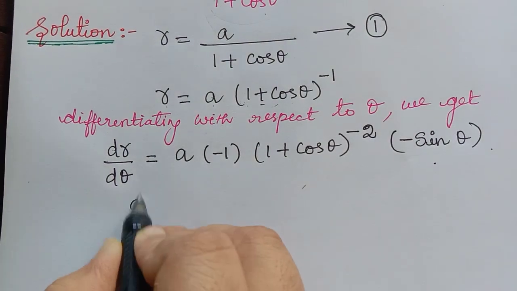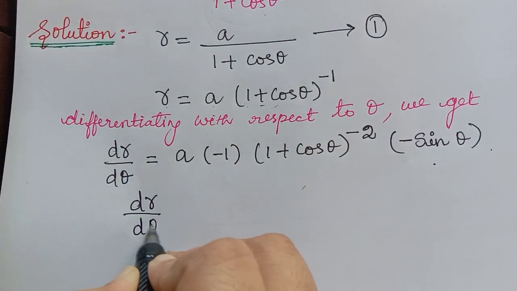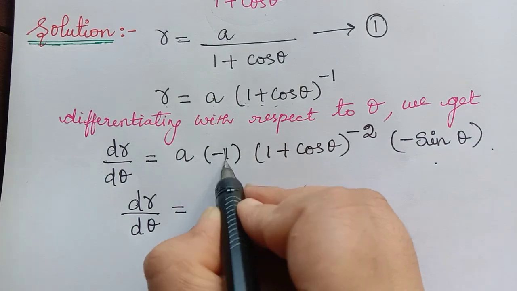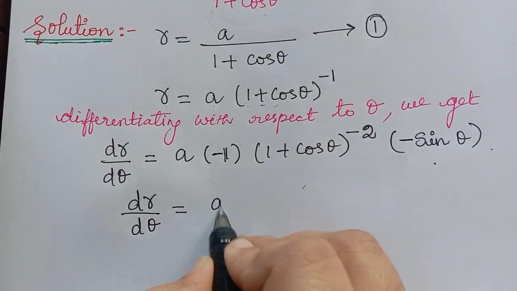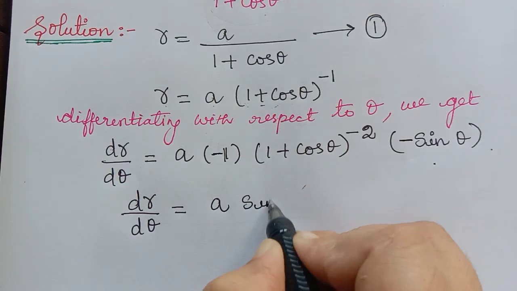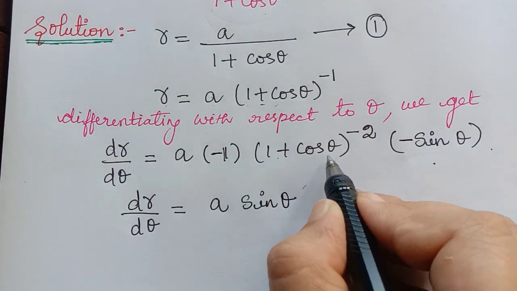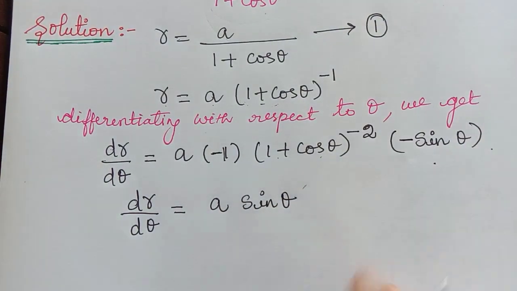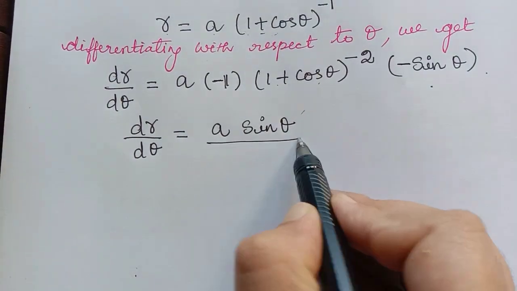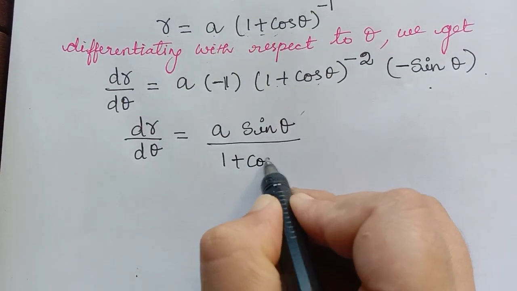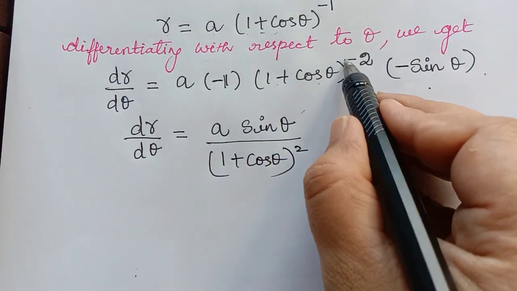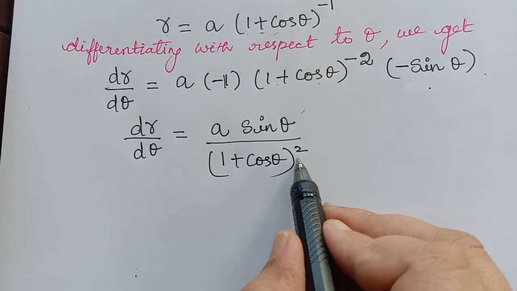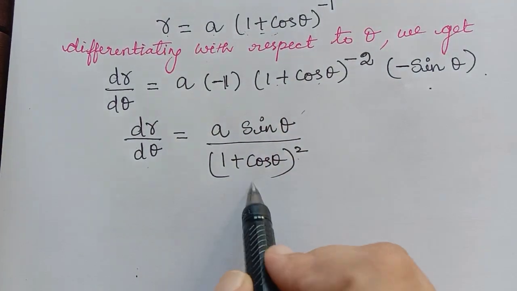So therefore we obtain dr by d theta equal to, this minus and this minus get multiplied and it becomes plus, so a multiplied with sin theta, and 1 plus cos theta raised to the power negative 2 can be written in the denominator as 1 plus cos theta the whole square. When this term comes to the denominator, this negative power becomes positive. So this is dr by d theta.